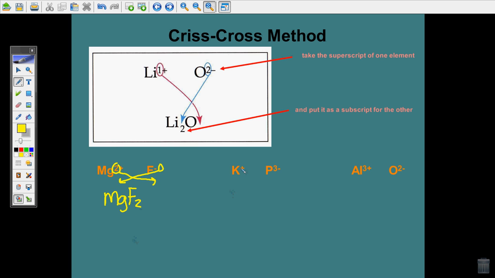Over here, potassium +1 charge, phosphorus -3 charge. Take your 3, stick it over here, and the 1 we don't write, stick it here. So you get K3P. This subscript right here is telling me I have 3 Ks because compounds are neutral. I can't have a charge on a compound, so these have to balance each other out. Here, aluminum has a 3+ charge, so I'm going to stick it here, oxygen 2-. I'm going to take the 2 and stick it over here. Al2O3.